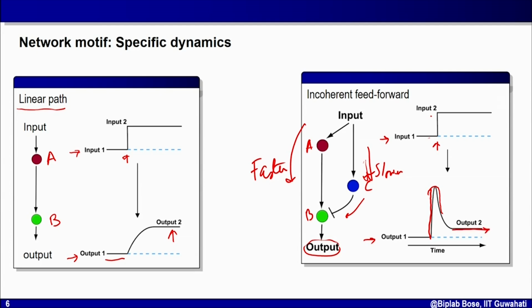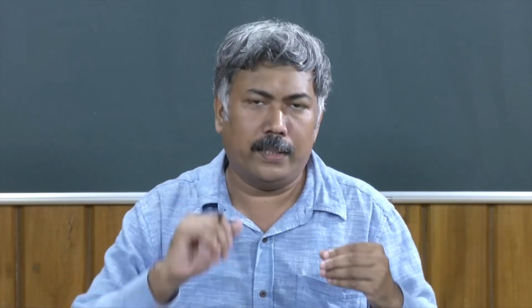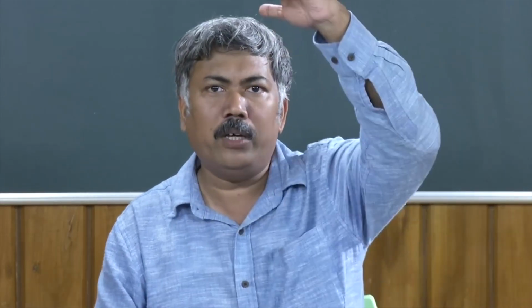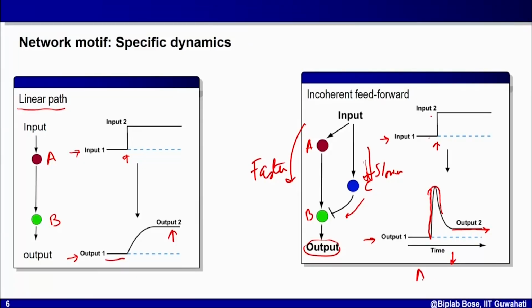So what is happening here? Actually, the system is adaptive. You have an input signal for which you have an output signal. All of a sudden, you have increased the input signal. If you have a linear path, then output will also increase. But you don't want it. You want the output to remain close to what it was earlier. So if you have an incoherent feed-forward, then initially there will be a spike of output, and then the negative path will drag it down and it will settle at a lower steady-state value. So this is typically nothing but adaptation.